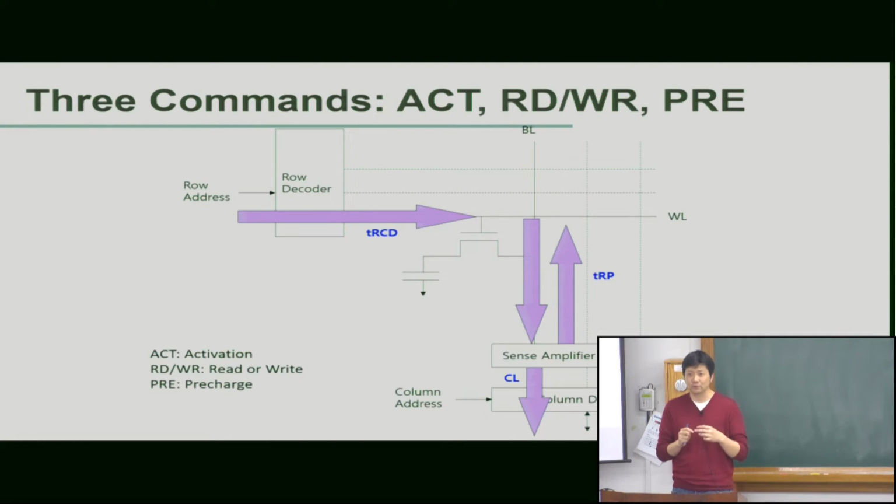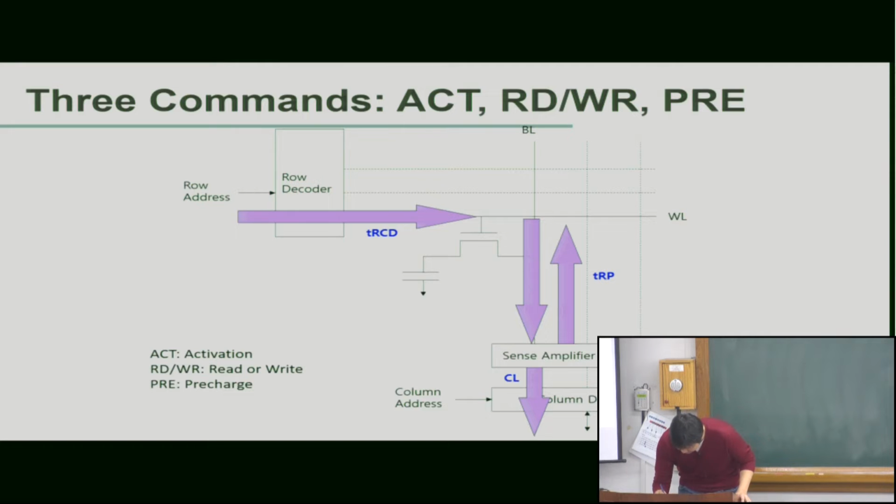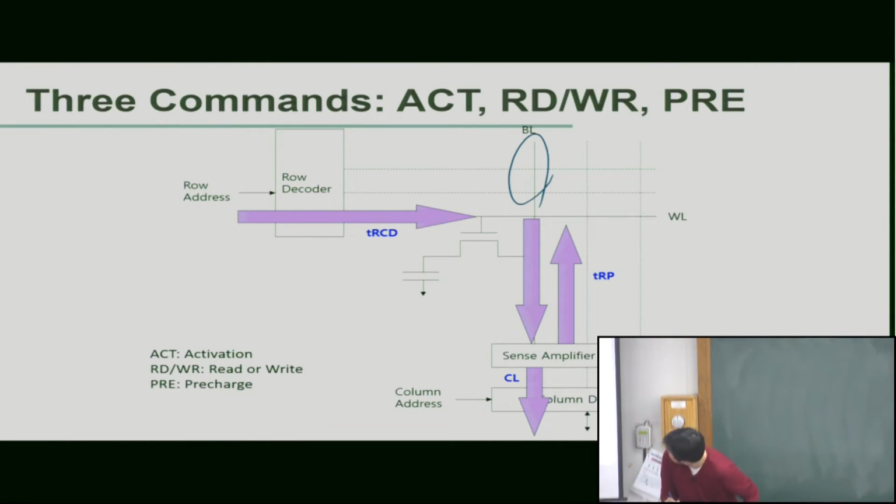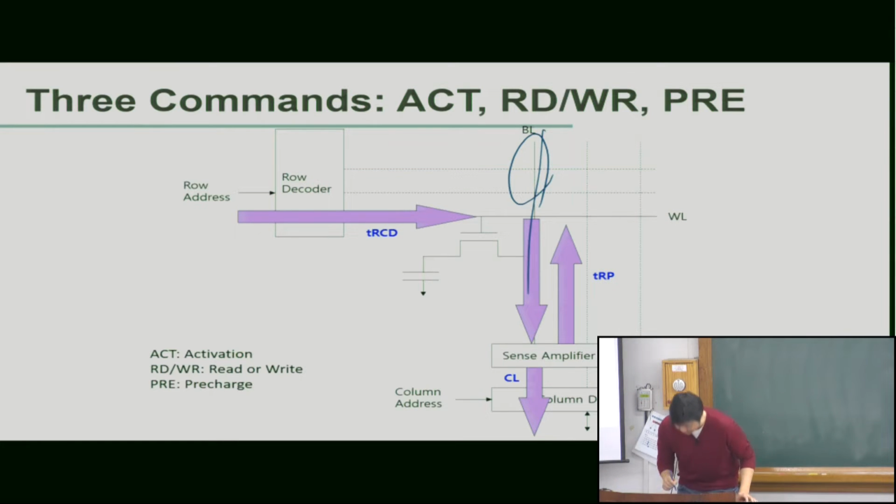So let's say now you're done with this row, so you want to actually close it because you can only open one row at a time. So let's say you're done with this row, then you close it, then you actually pre-charge this bin line. Actually, to pre-charge it to like a 1/2 VDD level.